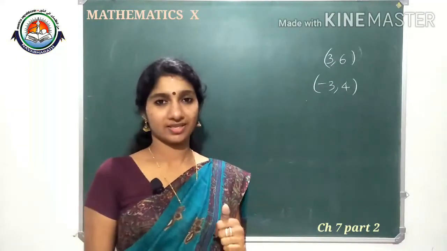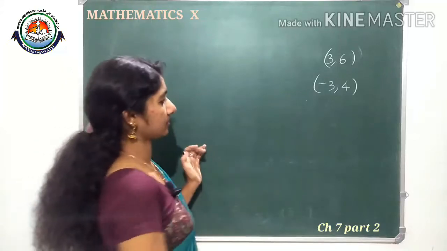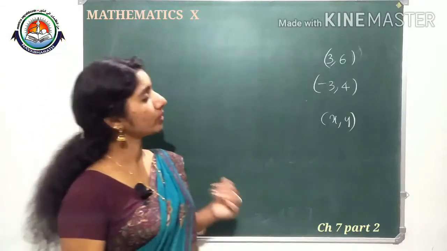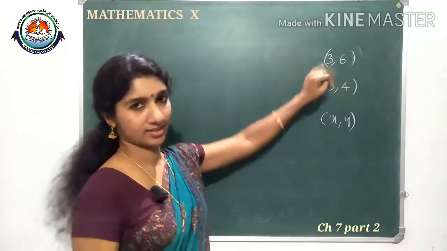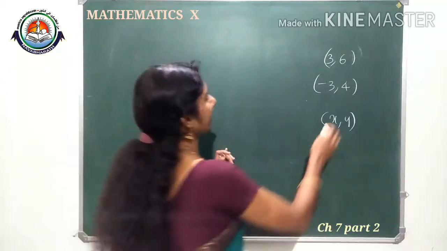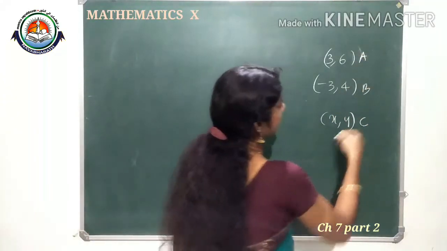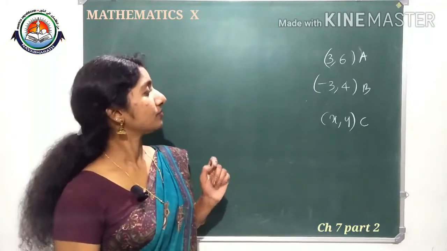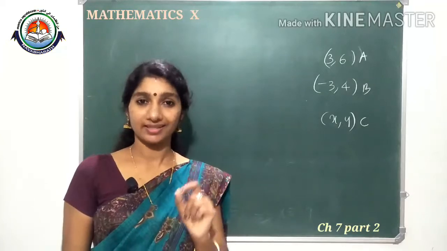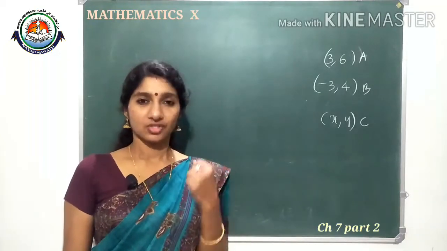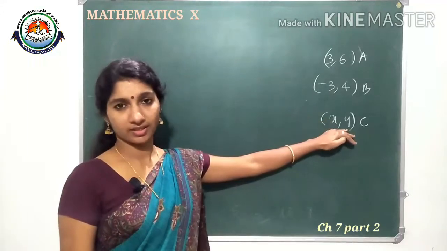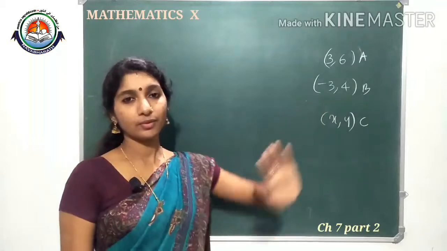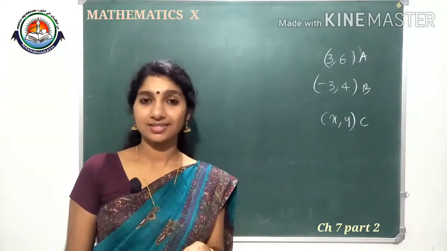In the same way, one more problem is given. One point x, y is equidistant from these 2 points. We can name A, B, C as the 3 points. The question is given like this: find a relationship between x and y such that the point x, y is equidistant from 3, 6 and minus 3, 4. I am doing the exercise questions. A few questions I selected and am doing.